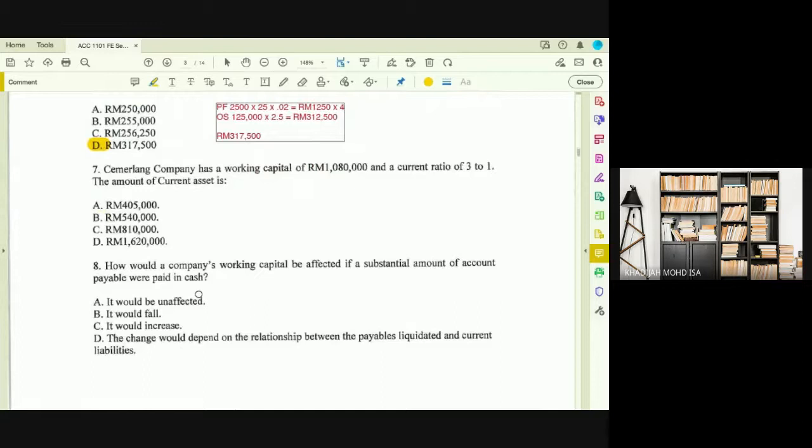Okay, right. So why is your current ratio 3:1 and working capital 1,080? This one is from the previous class. What is your working capital? Current asset minus your current liabilities. So you have current asset minus current liability is 1,080. So what is your current asset? Current asset to current liabilities is 3:1.